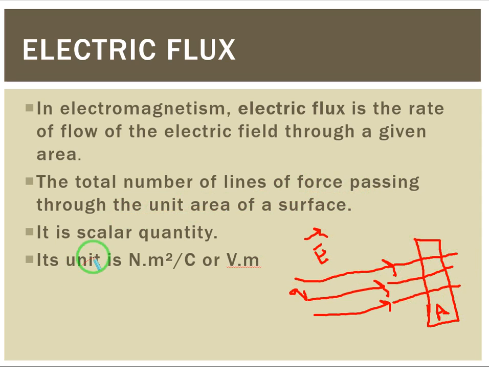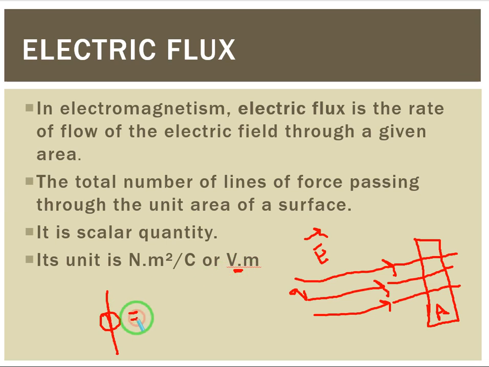So electric flux is a scalar quantity and electric flux is denoted by this sign. Keep in mind, this is the electric flux sign, and the unit of electric flux is Newton meter square per coulomb, and we can also use volt meter. So what does it mean?